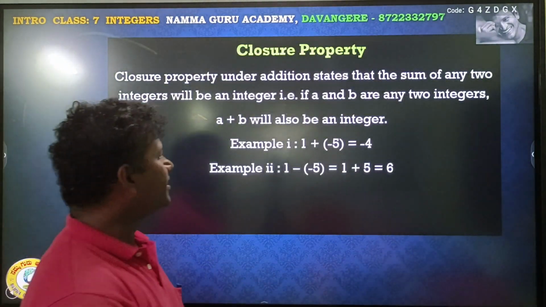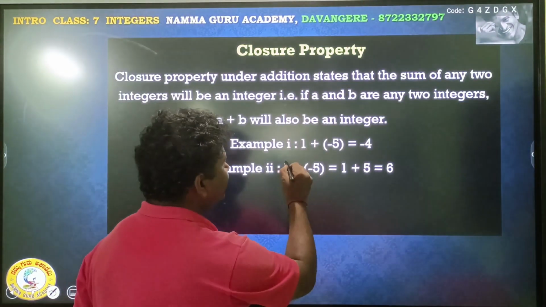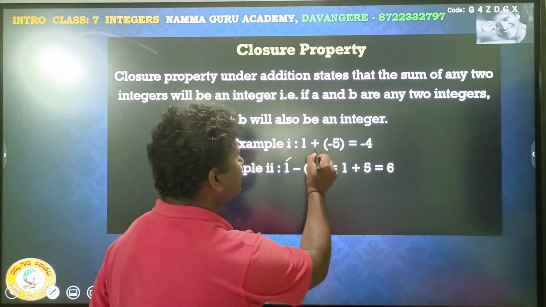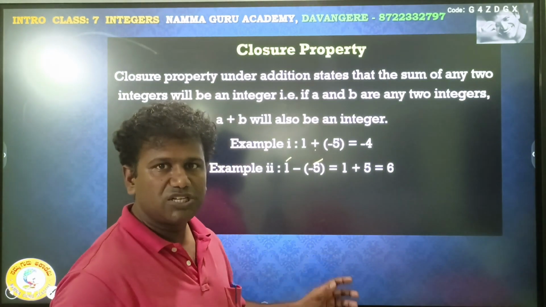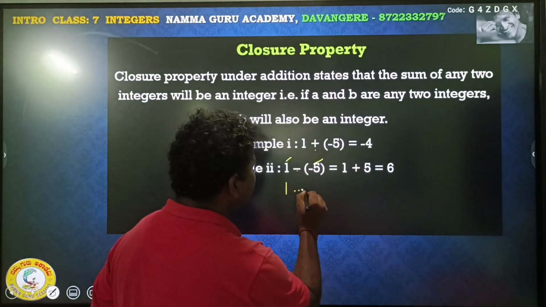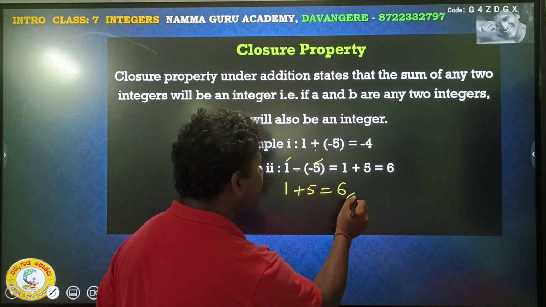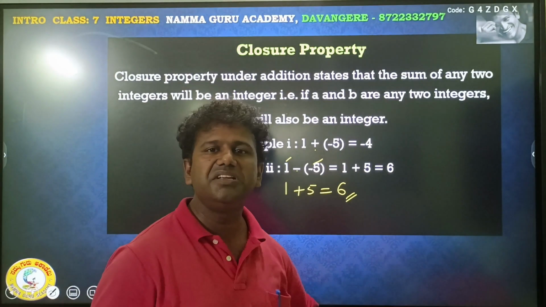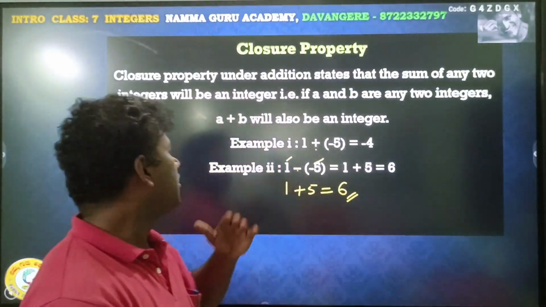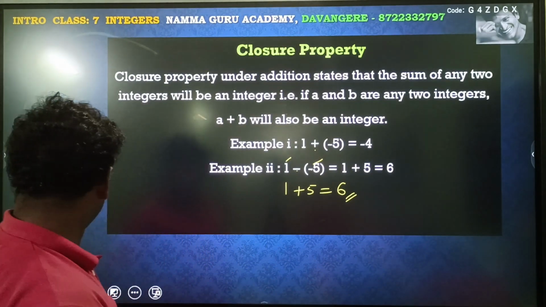And then we can see another thing, closure property under subtraction. 1 is an integer, minus 5 is also an integer. Here in place of plus we have written minus, because we are trying closure property under subtraction. Now 1 minus into minus 5. What does it become? 1 plus 5 becomes 6. 6 is also an integer, because integers include positive numbers, negative numbers, and 0. So closure property is applicable for subtraction of integers also.